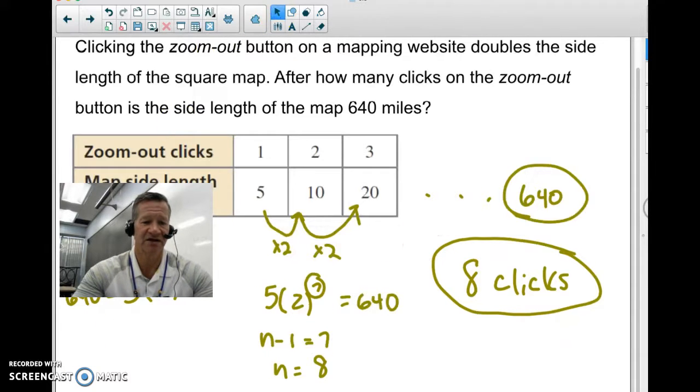We're getting close to being done here. One more example in section 6.5.